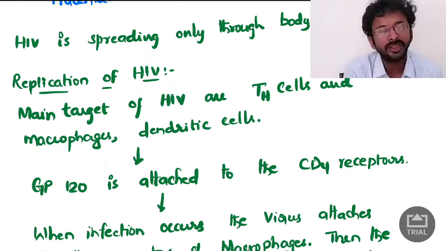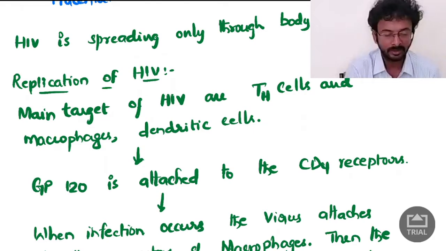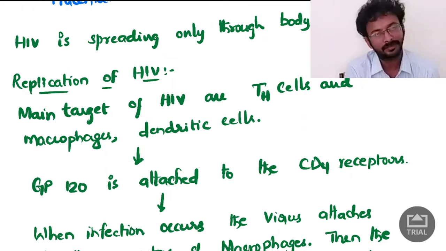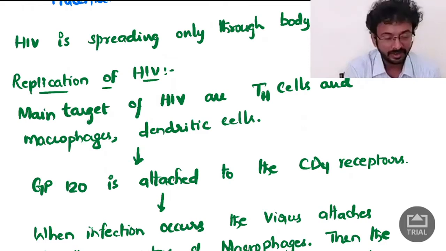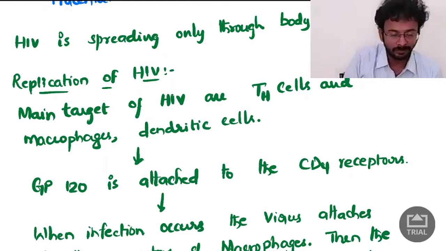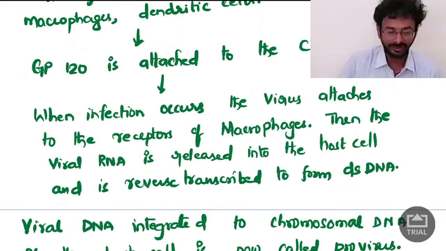Now let us discuss how the replication of HIV occurs. HIV mainly targets T helper cells, macrophages, and dendritic cells. I repeat, HIV mainly targets T helper cells, macrophages, dendritic cells. GP120, which is a glycoprotein, is attached to the CD4 receptors. When the infection occurs, the virus attaches to the receptors of macrophages.